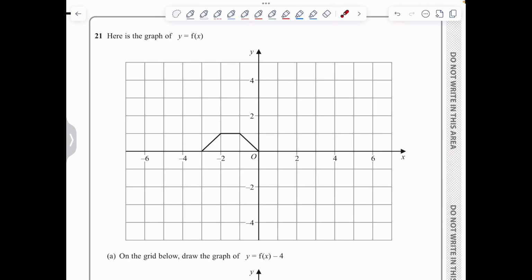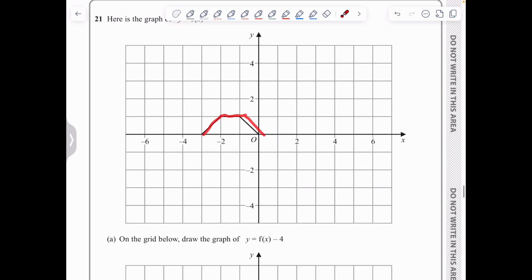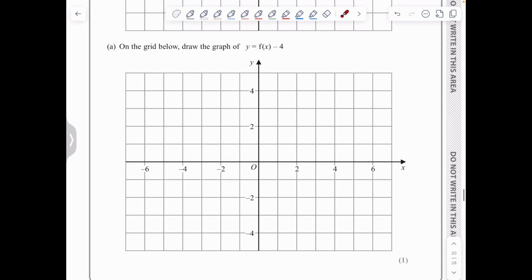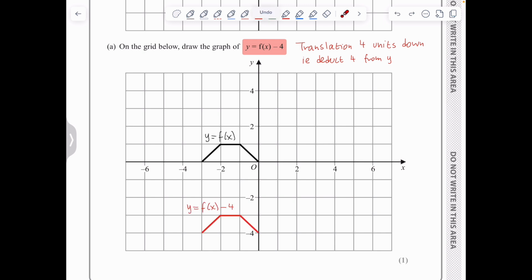In 21, we're given a graph of y is f of x, it's this shape here, and on the grid below we need to draw the graph of y is f of x minus 4. Well, f of x minus 4 is a translation 4 units down, which simply means we need to be deducting 4 from y. So if I draw the original f of x on my grid here, I'm gonna move 4 units down, and this is f of x minus 4.